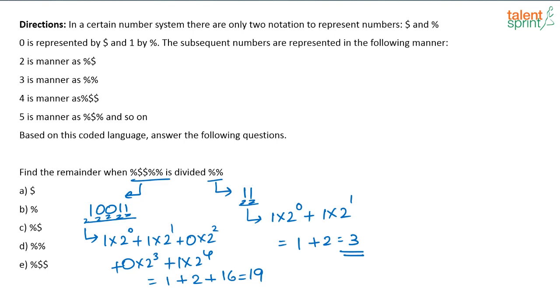So what are they basically asking you? They are asking what is 19 divided by 3 and what is the remainder that you get. So what will be the remainder of 19 divided by 3? 1. 1 is the remainder, right? Very easy. We all know that.